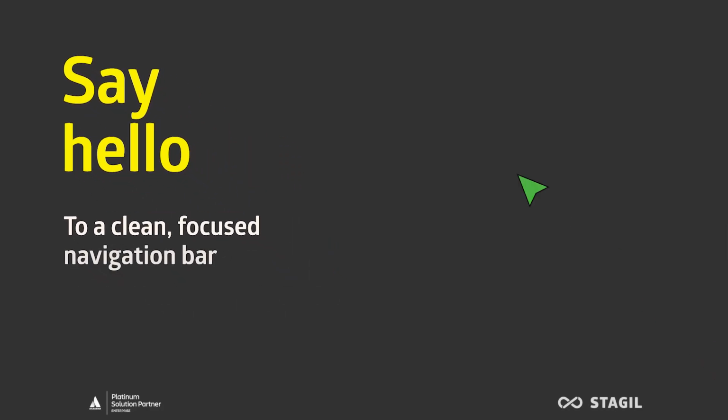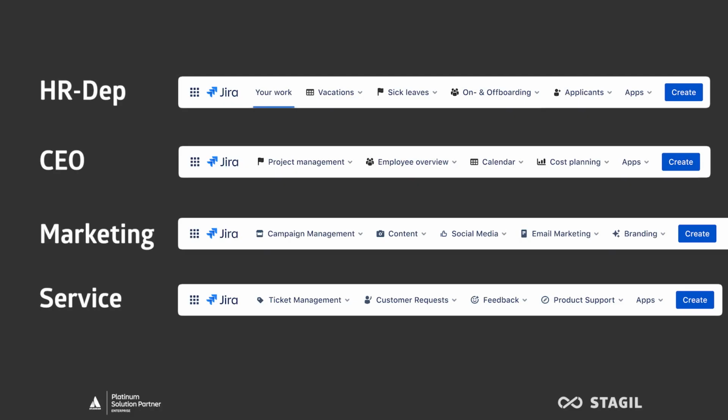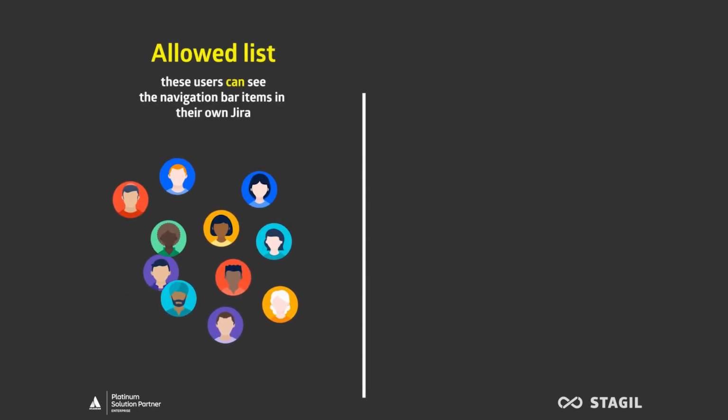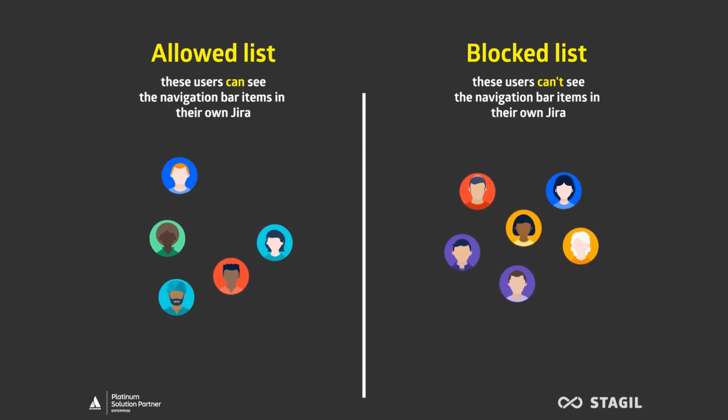Say hello to a clean, focused navigation bar. Personalize the appearance for different user groups, ensuring everyone gets what they need. You have the power to control who sees what. By allowing or blocking specific users or groups, you have full control over access to different menu entries.